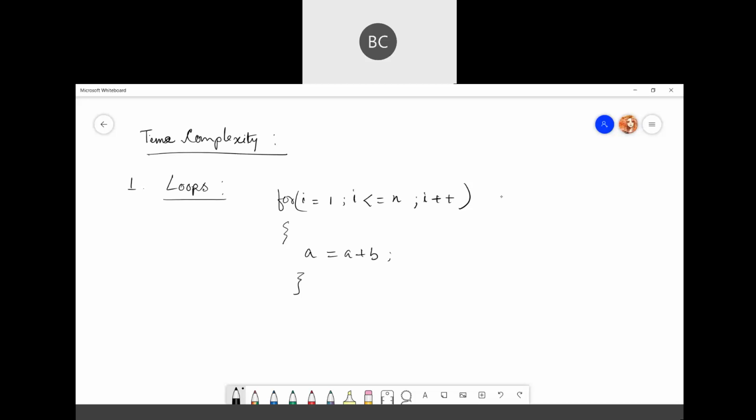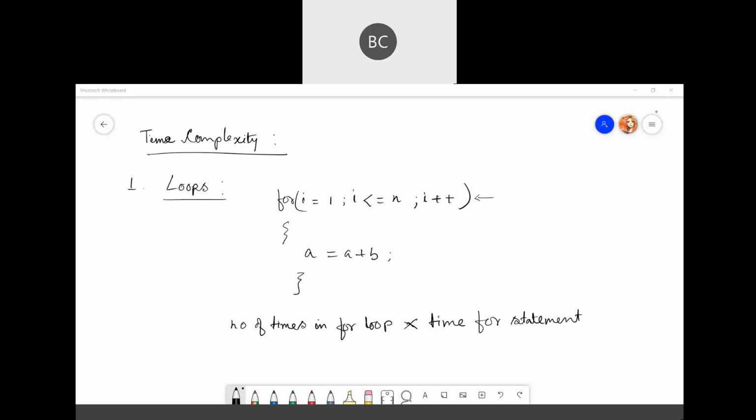You can calculate it like number of times in for loop into time for the statement. Okay, so this will be the total complexity. For this part, I guess I already explained how you will calculate the time complexity. There are 3 assignments, right? So 3 constant time, and it will run up to n plus 1.